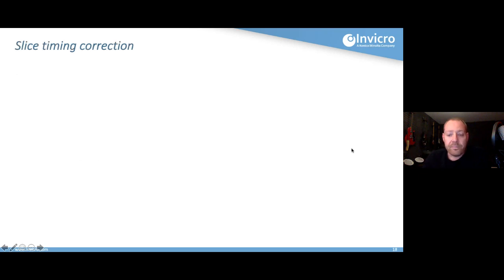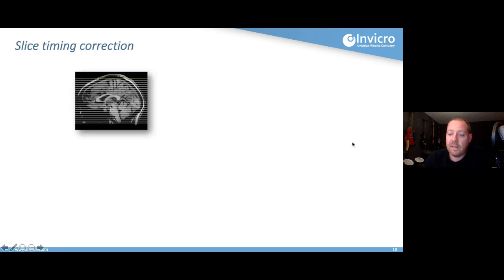So that's good. The next thing on the list is slice timing correction. This is to correct an issue about how the data is acquired. The data is acquired in slices, and for instance, say it starts at the top of the head and works down.